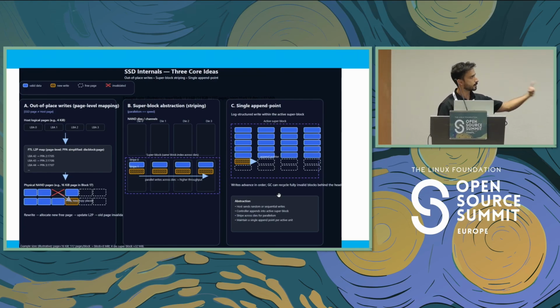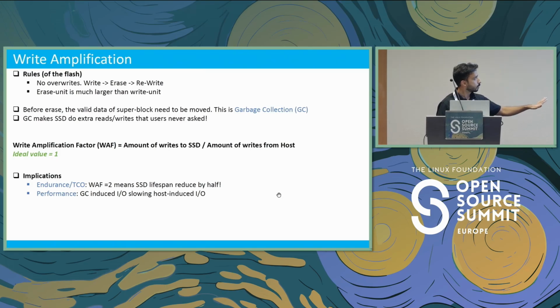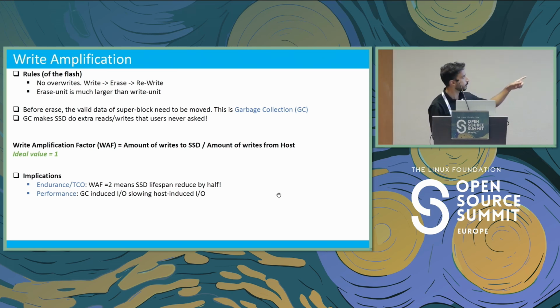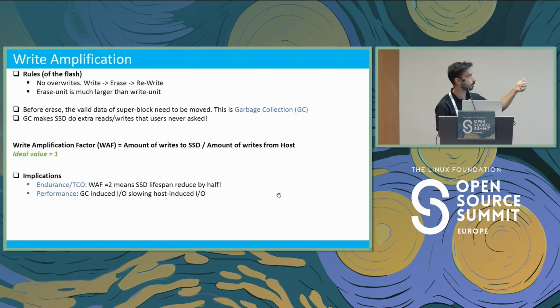This is called the program erase cycle. You write, you erase, you write and erase, and after n number of writes and erases, that particular block is going to go bad. So there's a fixed life with an SSD, and that depends on how many times you write and how many times you erase. If you write more, you will finish your 5 years faster, if 5 years is the guarantee that you got when you bought the SSD. That's the implication about endurance and the total cost of ownership.